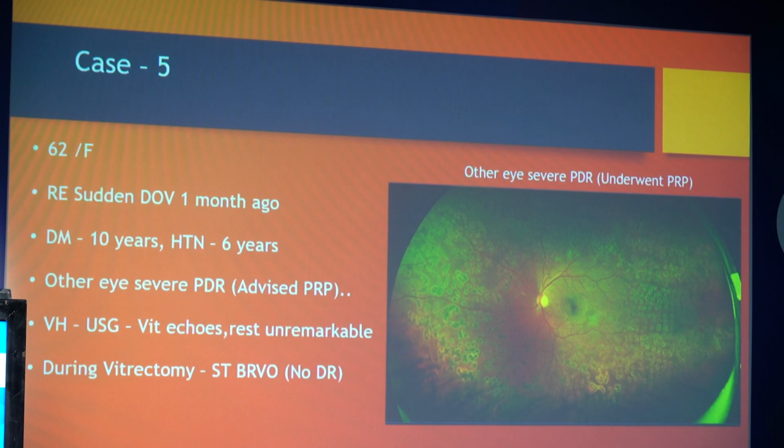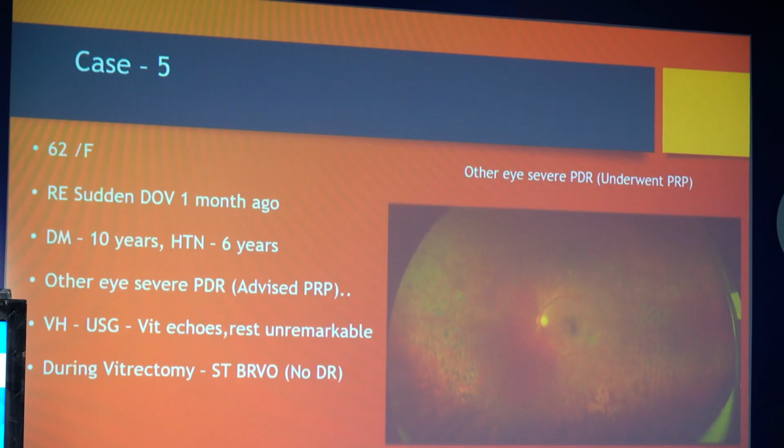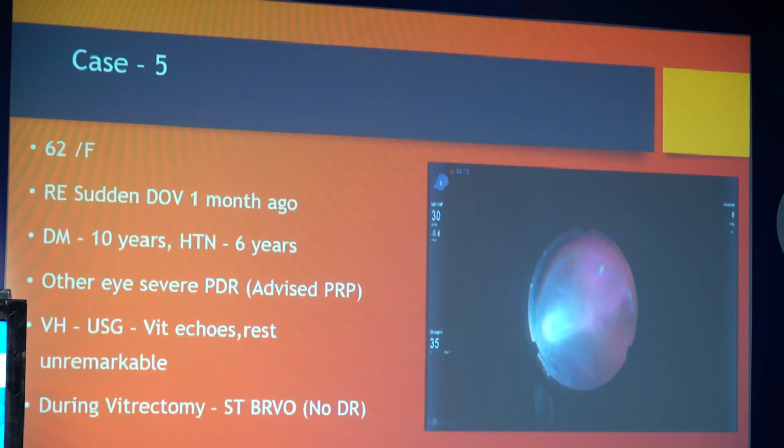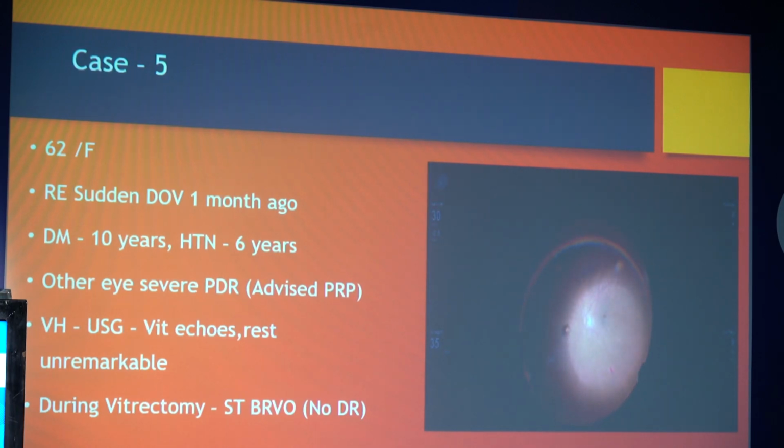Case 5, a 62-year-old female with sudden loss of vision for 1 month, diabetic for 10 years, other eye with severe PDR. This is the status of the other eye with severe PDR, so we would expect that this eye would also have a PDR. But during vitrectomy, what we found was something else. We found that there was no diabetic retinopathy, like in the first patient with the retinal tear. This was actually a case of superior temporal BRVO with no diabetic retinopathy changes.